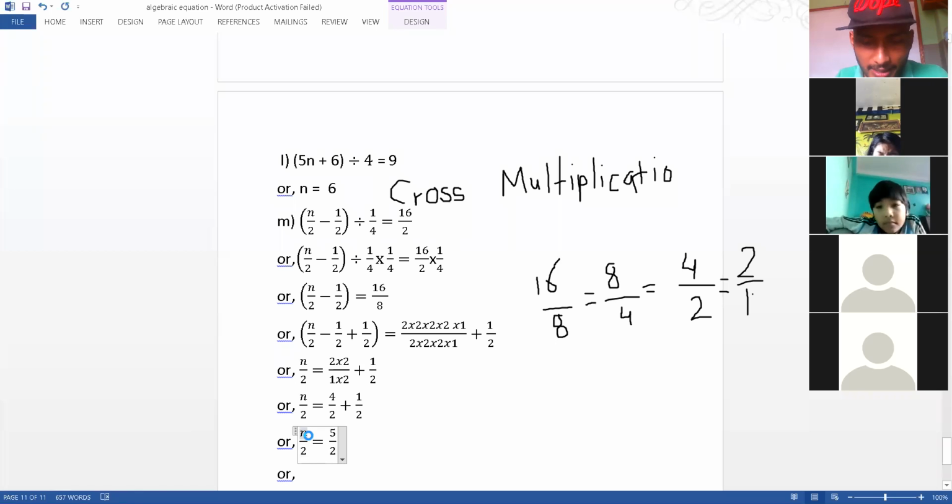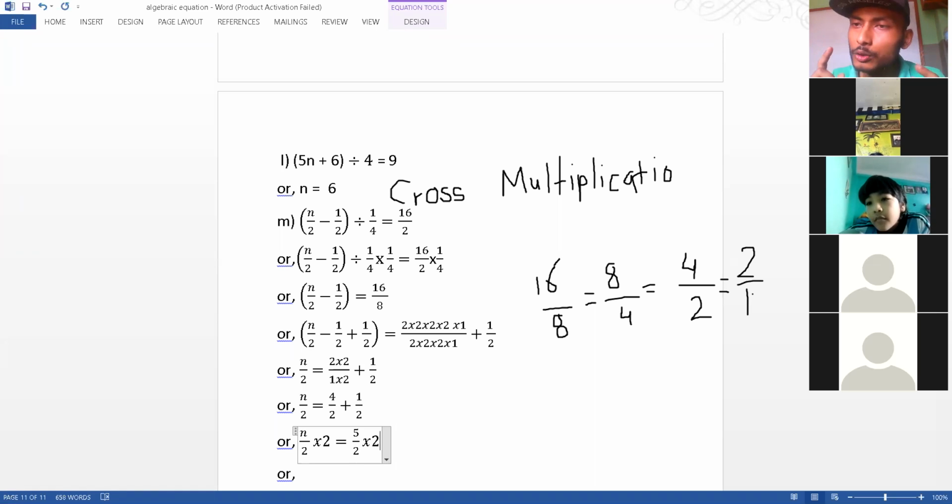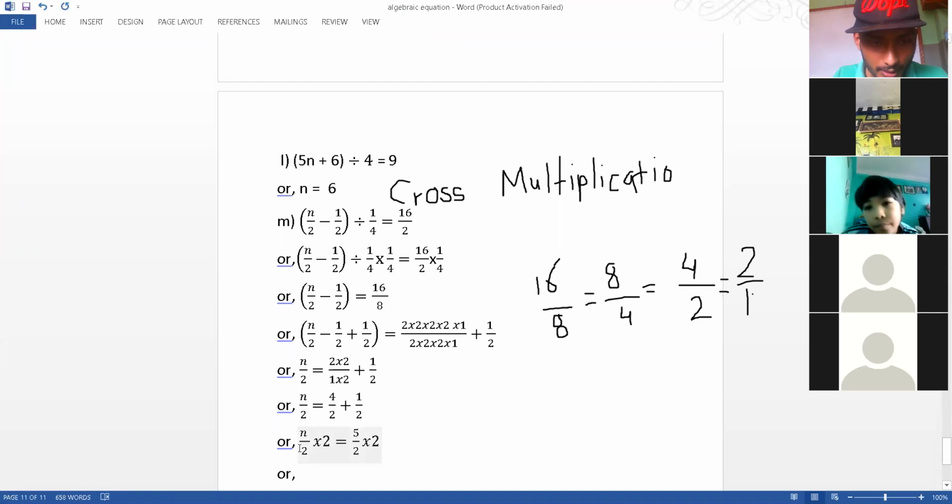We can remove this n by multiplying by 2 on both sides, right? And I will show you how I'm doing that. Right? So now what I'm doing is, okay, I'm going to control V, multiply.